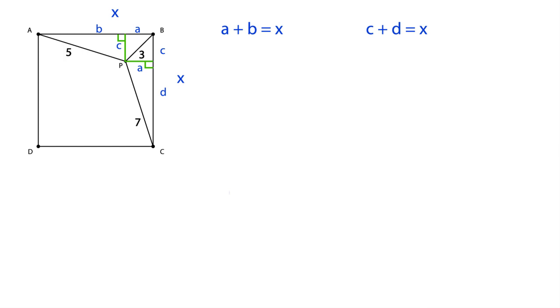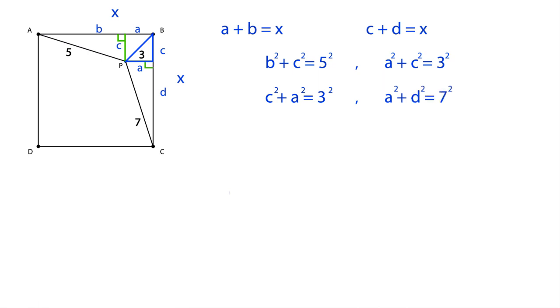So the Pythagorean relationships are as follows. The first one will involve B and C, this triangle right here. So that means B squared plus C squared is equal to 5 squared. The next one will involve A and C, this triangle right here. So that means that A squared plus C squared is equal to 3 squared. And very similarly, we can create relationships with this triangle. So that would be C squared plus A squared is equal to 3 squared. And finally, this triangle right here. And that will give me A squared plus D squared is equal to 7 squared.